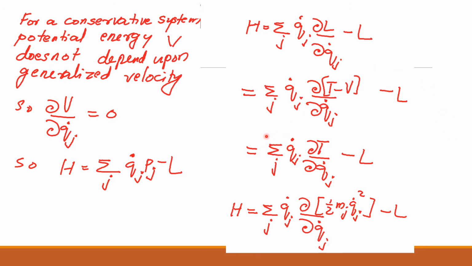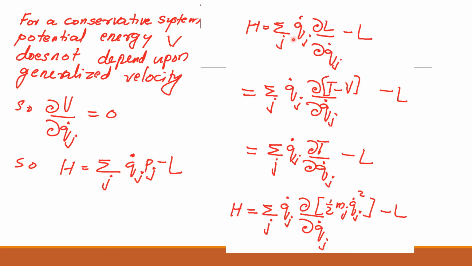Now we are further simplifying. We know that for a conservative system, the potential energy V does not depend upon the generalized velocity. qj is the coordinate and qj dot is the velocity. So del V by del qj dot is equal to 0. We already know that the Hamiltonian is defined as H equals sigma qj dot pj minus L. But what is L? L is actually T minus V.